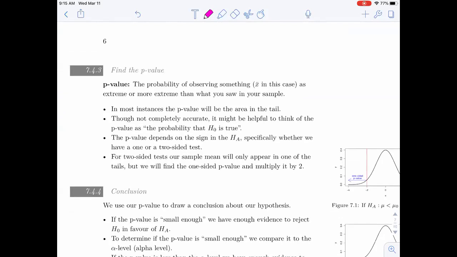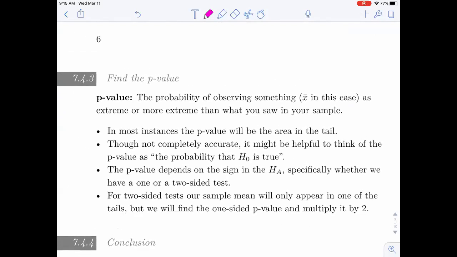The p-value is the probability, so the area under the curve, of observing something, in this case an X bar, a sample mean, as extreme or more extreme than what you saw in your sample. So you're just finding the area under the curve. In most instances, the p-value will be in the tail. For us, it will be, though there's one question where I get you to think about what the area should be, but that's not on the test.